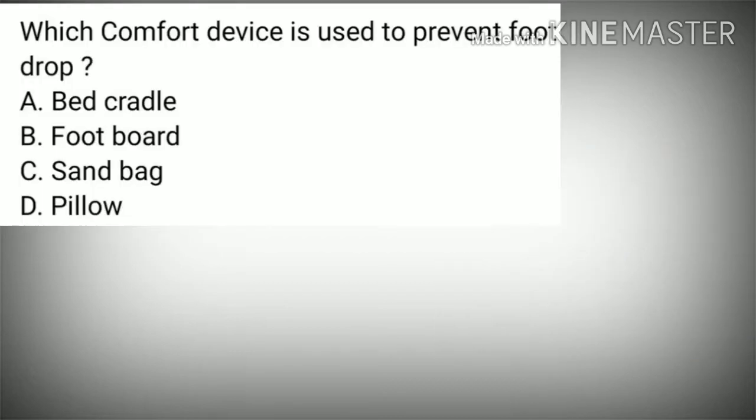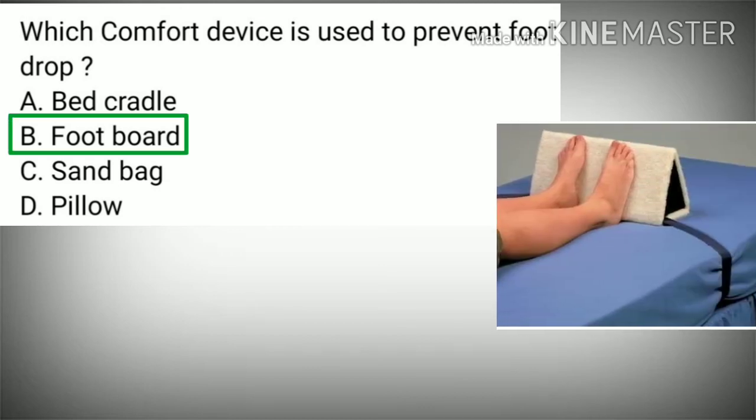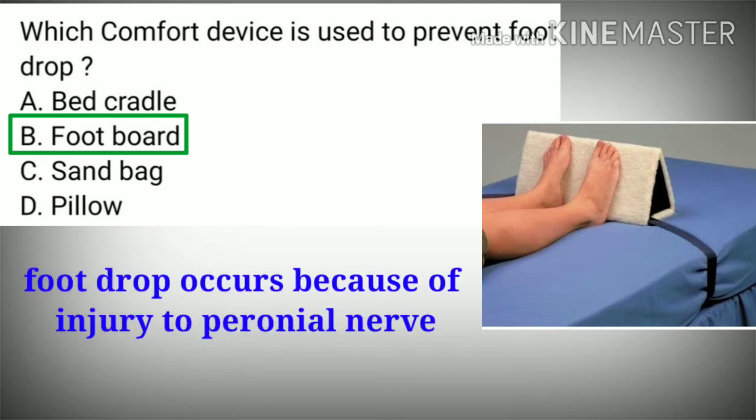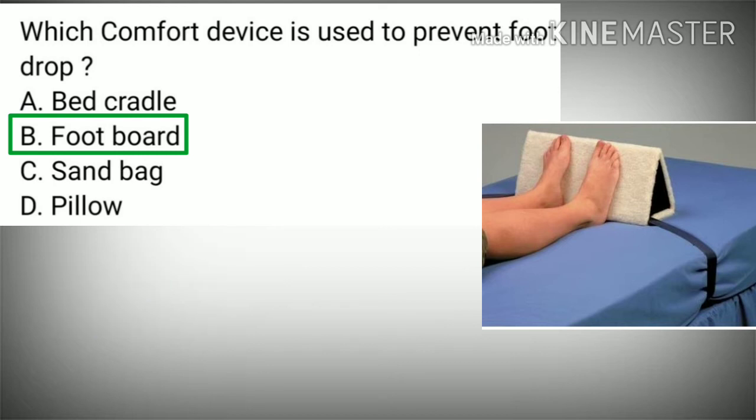Which comfort device is used to prevent foot drop? A. Bed cradle, B. Footboard, C. Sandbag, D. Pillow. And the correct answer is footboard. Foot drop occurs because of injury to peroneal nerve. Footboard helps to maintain the alignment of foot and helps to prevent foot drop.